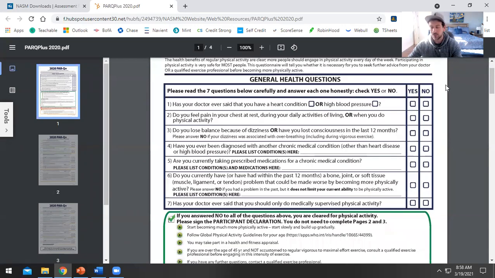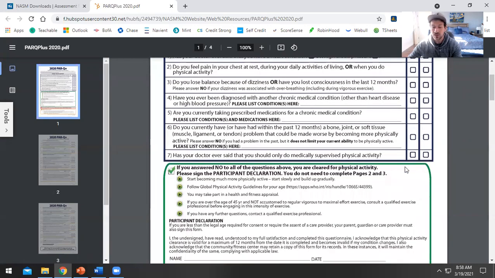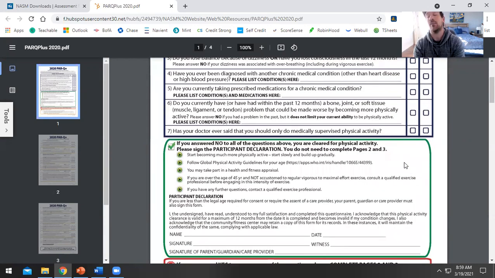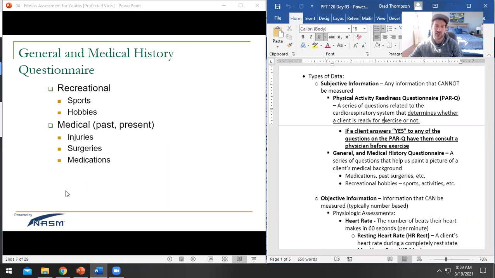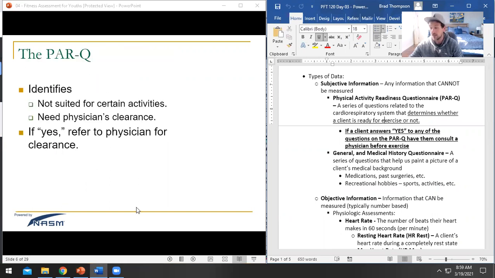So if they answer yes to any of those questions, we want to make sure they get a doctor's note, a doctor's permission, before they start exercising. That's a really big part of ensuring that we, as the trainer, are not going to get sued for training this person. It also keeps the client safe and ensures they're not going to do anything that puts their health at risk, right? So if a client answers yes to any of these questions, make sure they consult a physician.